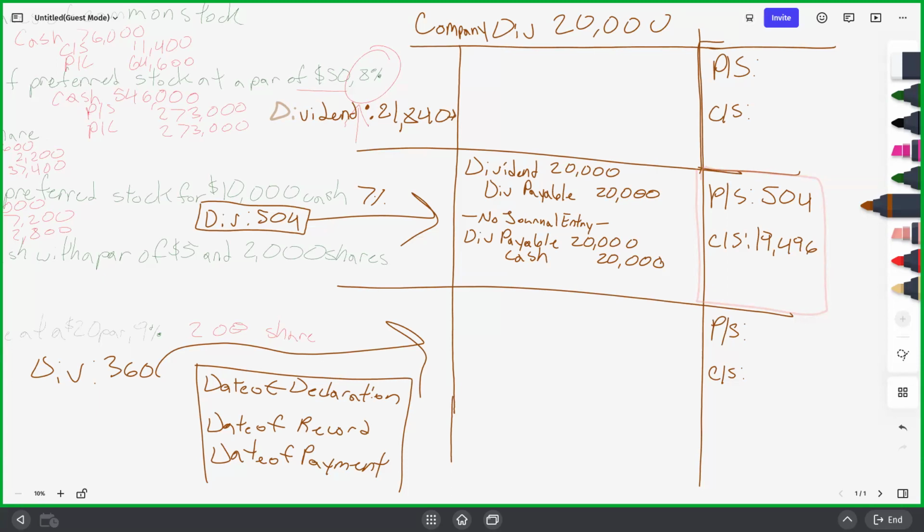So common stock is 0. And what's going to be preferred stock? 20,000.